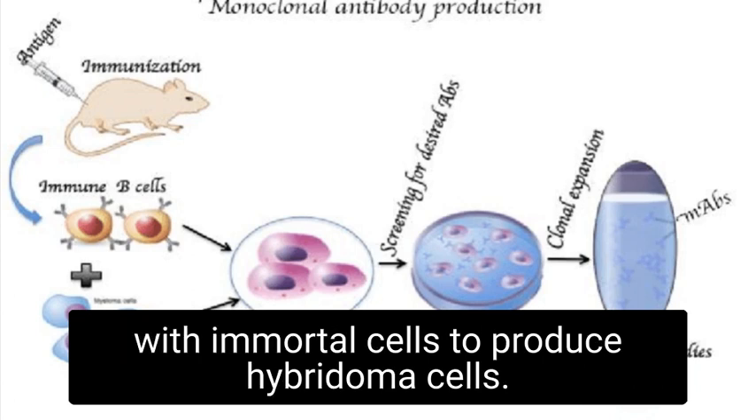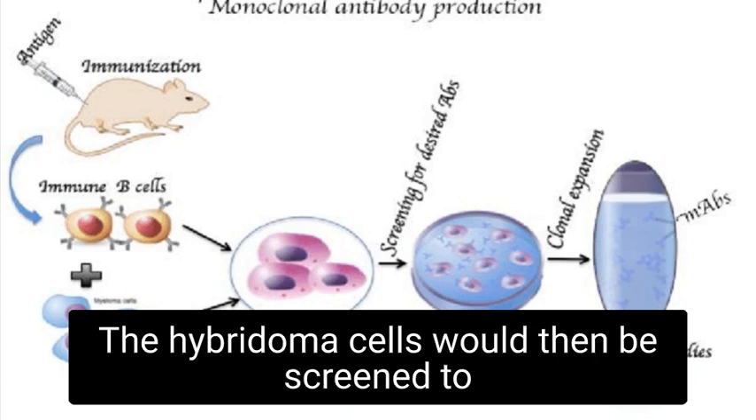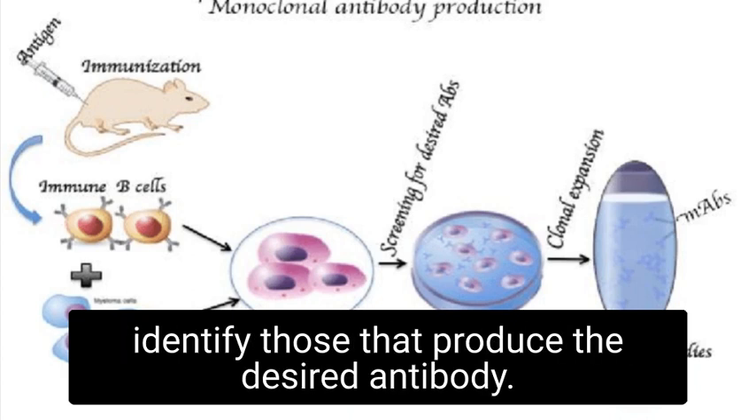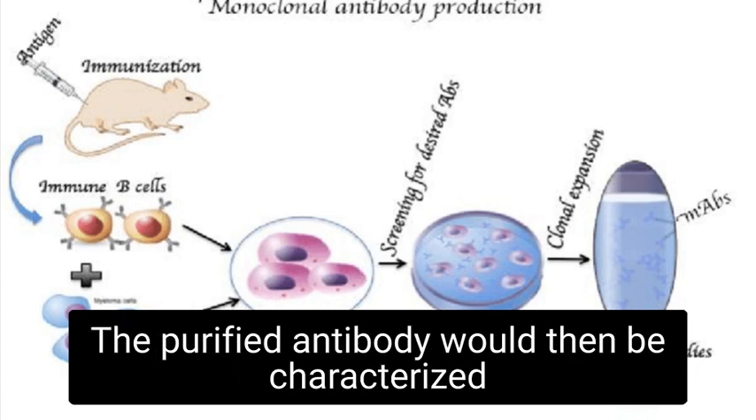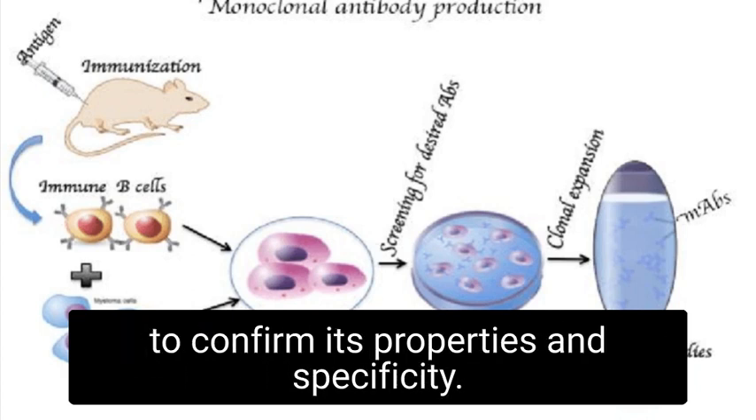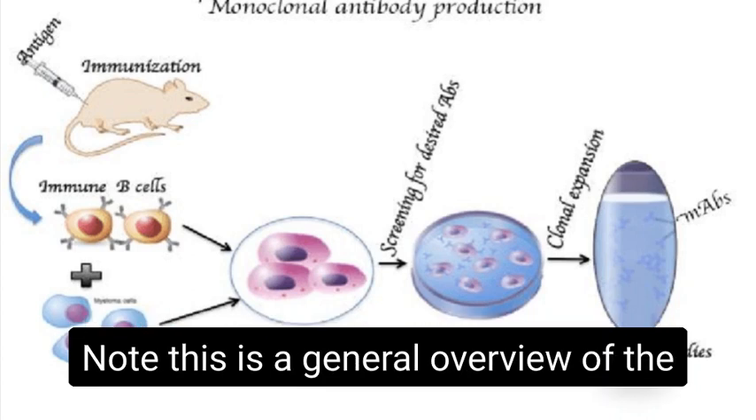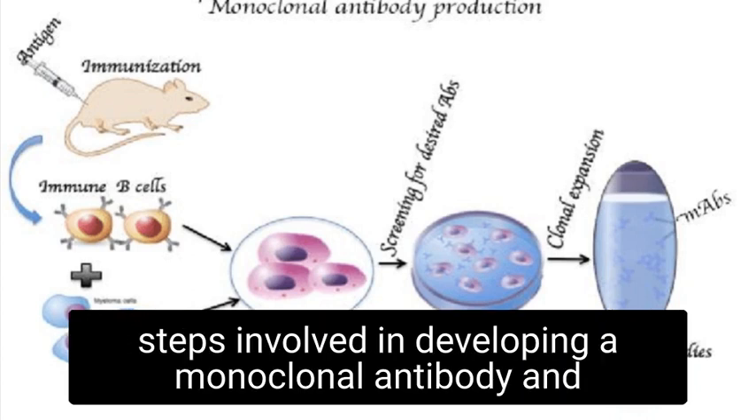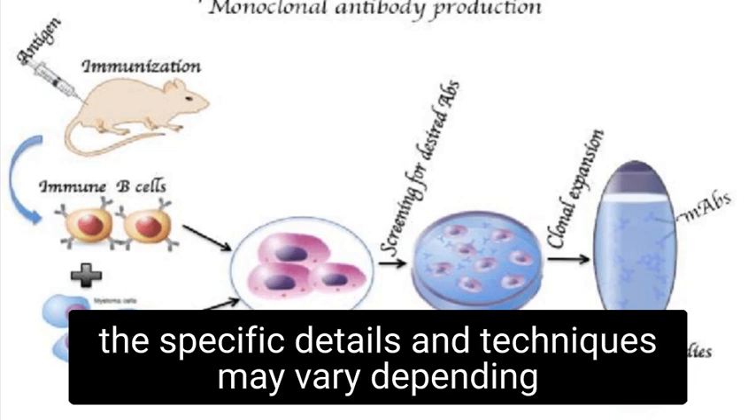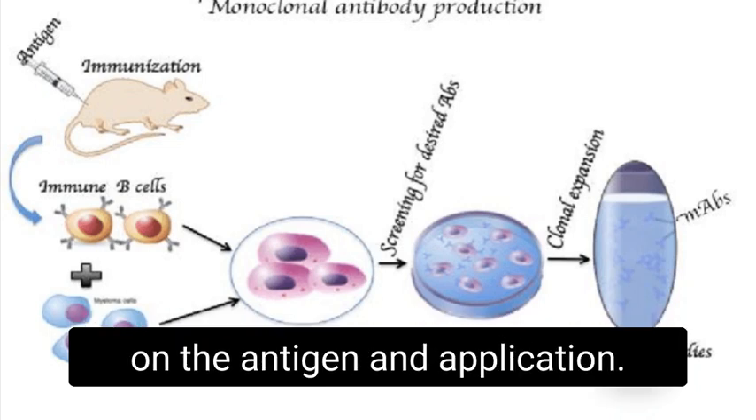to produce hybridoma cells. The hybridoma cells would then be screened to identify those that produce the desired antibody. The purified antibody would then be characterized to confirm its properties and specificity. Note, this is a general overview of the steps involved in developing a monoclonal antibody, and the specific details and techniques may vary depending on the antigen and application.